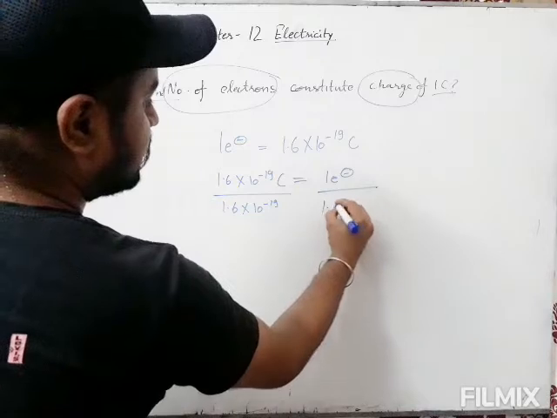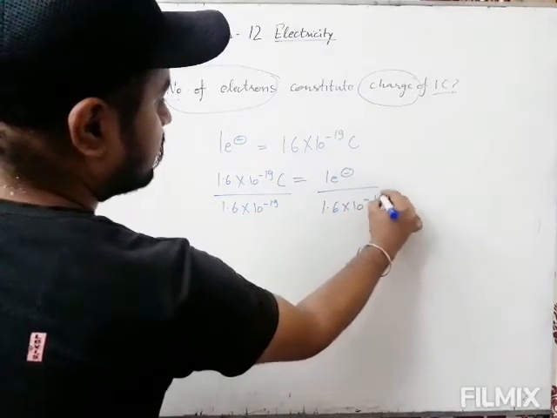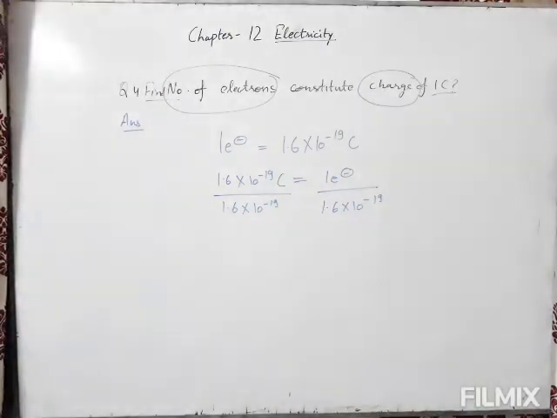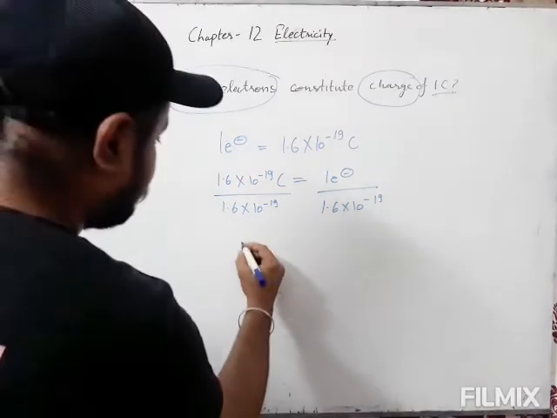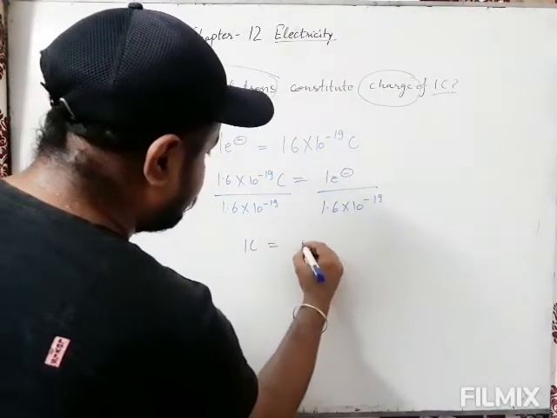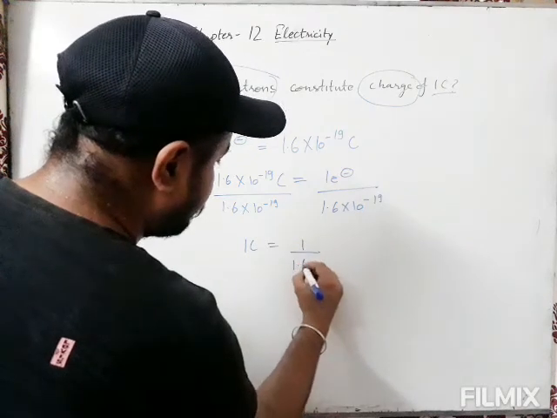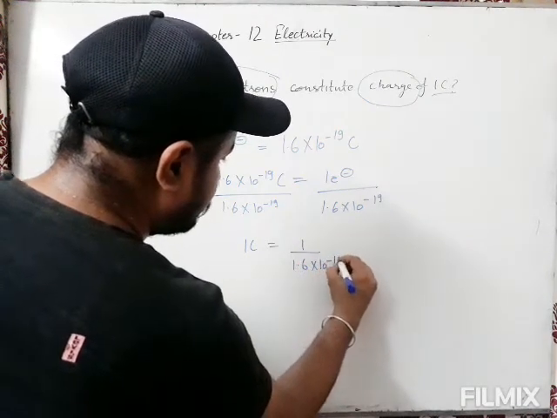And over here with the same thing, because the equation was in equivalence, so whatever we do on the left side, we have to do the same step on the right side. So here it will be 1 coulomb. So 1 coulomb will be equal to how many electrons? We will be finding out.